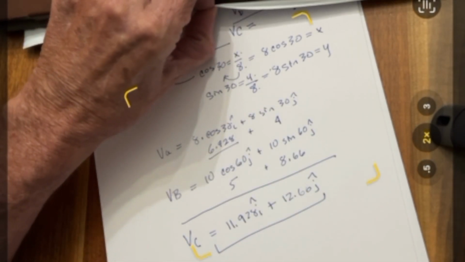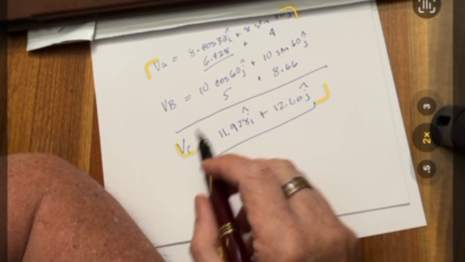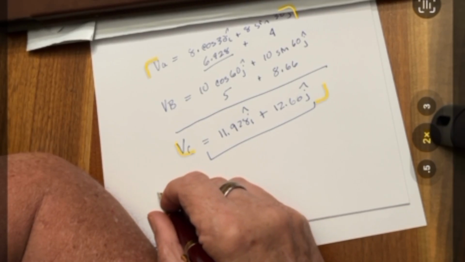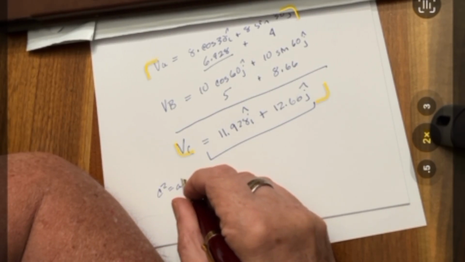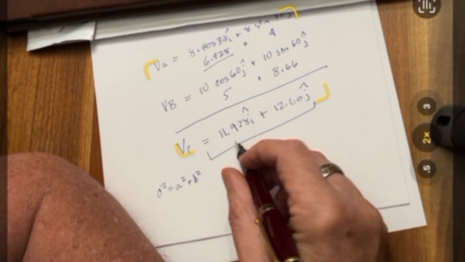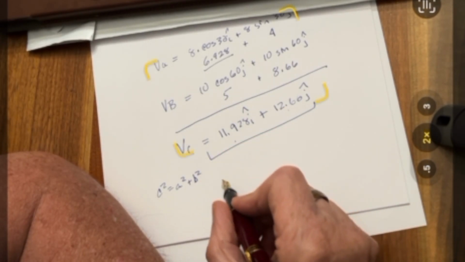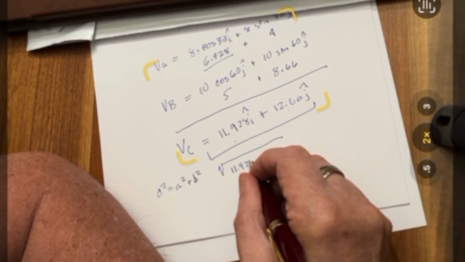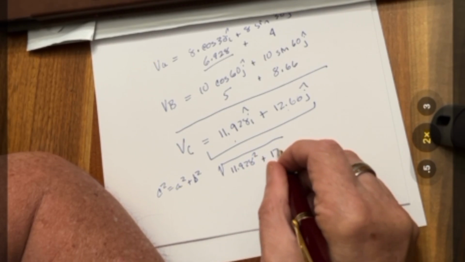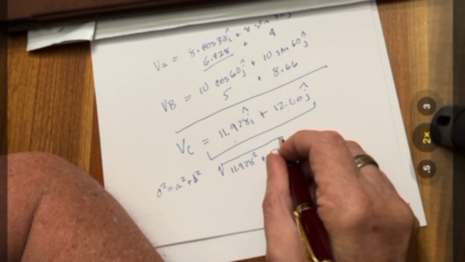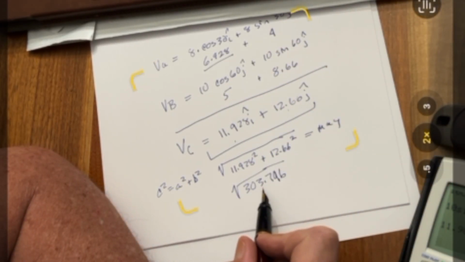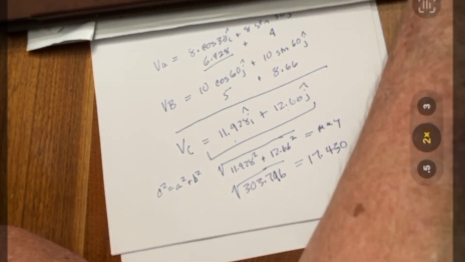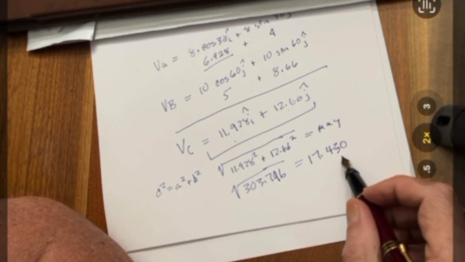Now, got a couple other things that we need to get from this. What is the length of the vector? Well, the length of the vector, recall that c squared equals a squared plus b squared. So let's do the square root of 11.928 squared plus 12.66 squared. That comes up to 303.796, and we'll take the square root of that. That comes out to 17.430.